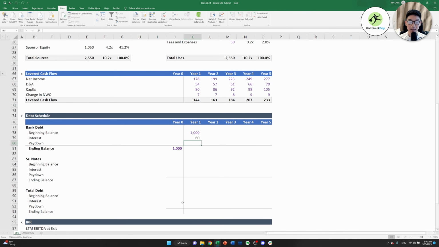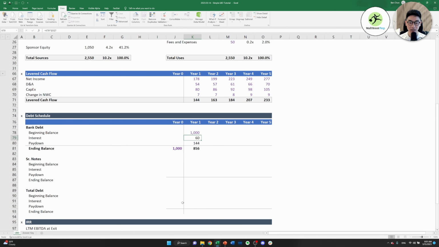And then debt pay down. So this is the minimum thing that I was mentioning earlier. So we want to do equals min. And it's either going to be your levered free cash flow or your beginning balance. And that's 144. So your ending balance here is your beginning balance minus your debt pay down.